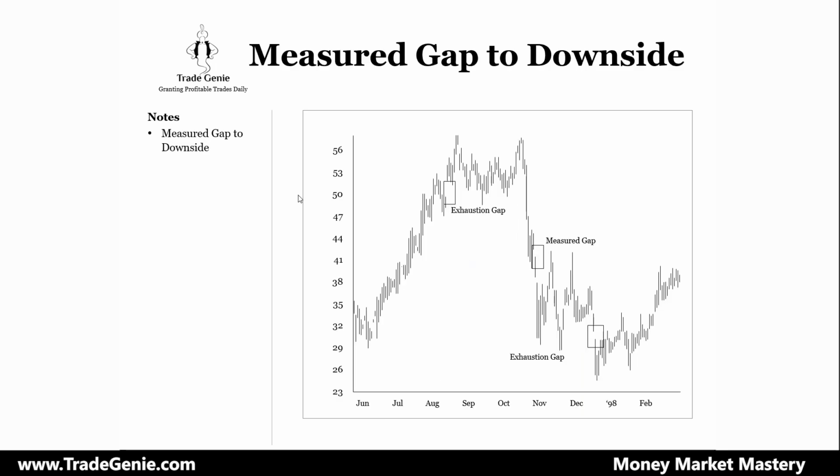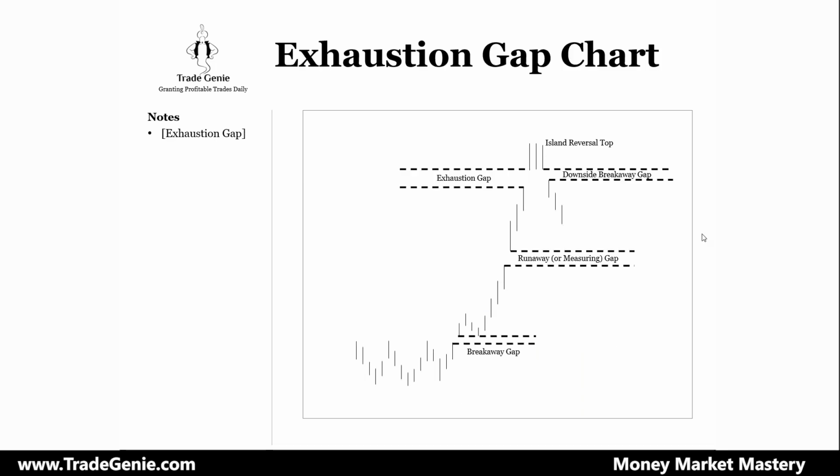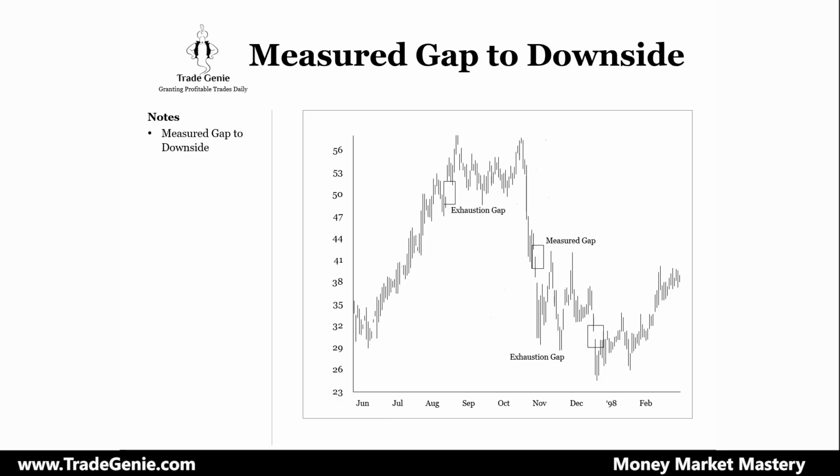So the measured gap to the downside works the same way as when you analyze the distance from the breakaway gap to the runaway gap. When the downside gap occurred, you analyze how much the market had traveled before, from the runaway gap. The same distance you can apply, the same distance the market is going. So when I do the analysis, I see Apple going to 160 to 163. So, major gap to the downside.